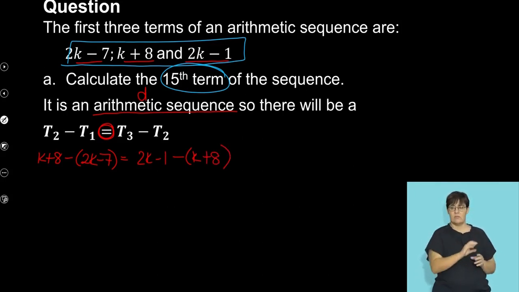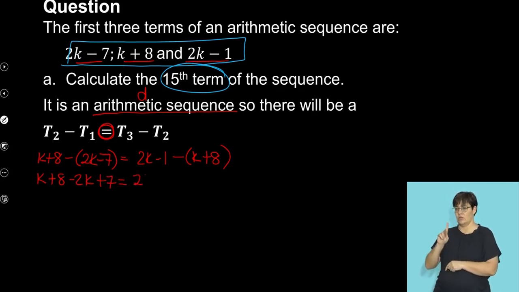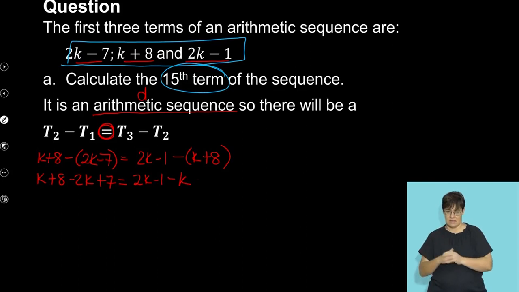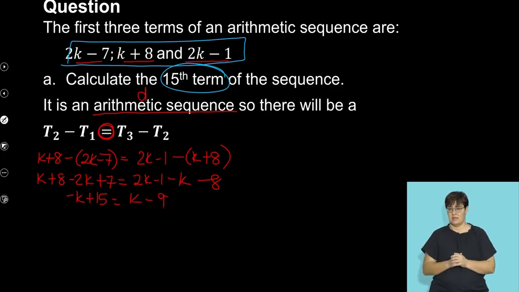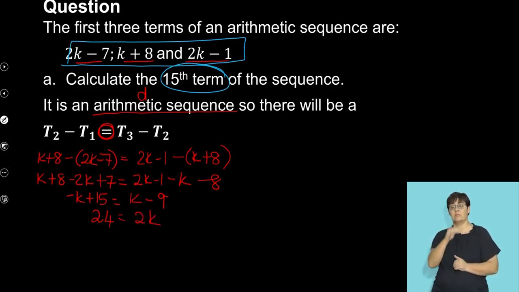If I distribute the negative in on the left, I'm going to have k plus 8 minus 2k plus 7 is equal to 2k minus 1 minus k minus 8. Simplifying, I'm going to have negative k plus 15 is equal to k minus 9. Great. And then if I take my 9 across to the left-hand side, I'm going to have 24 is equal to 2k. And this means that 12 is the value of k.